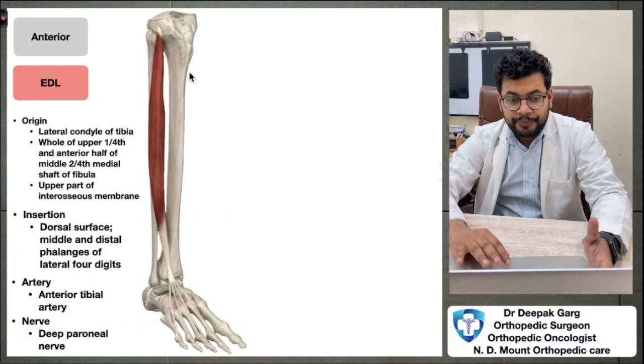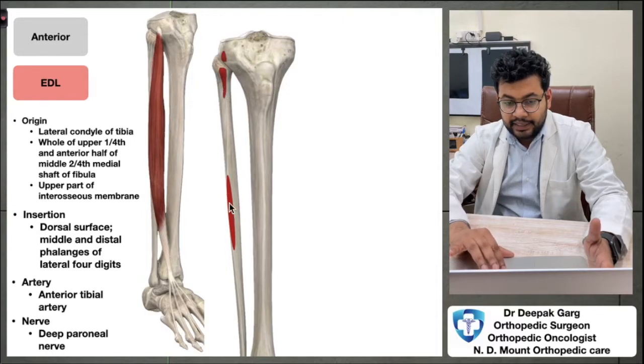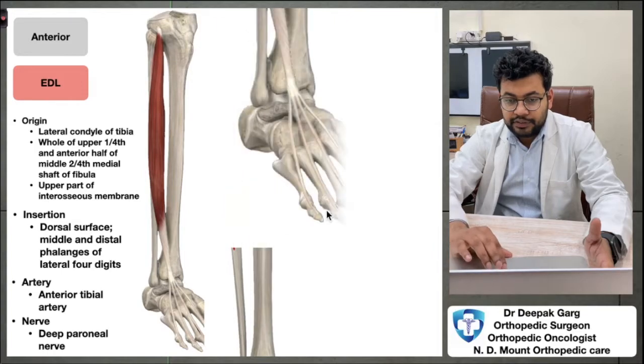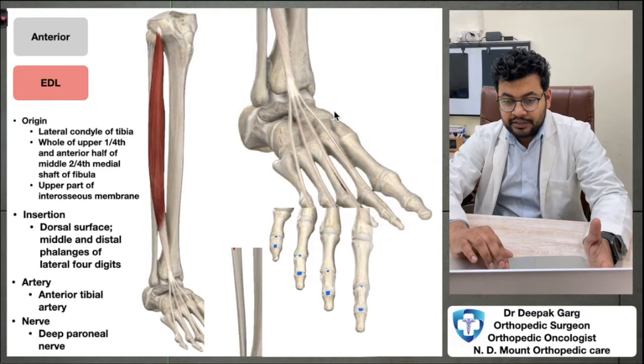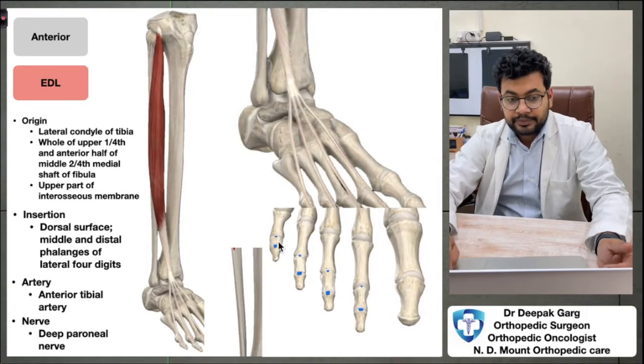So this is the extensor digitorum longus muscle, which arises from the lateral condyle of the tibia and the proximal surface of the fibula, including the head and the proximal shaft, and the anterior half of the medial surface of the middle two-fourths of the fibula. Then this muscle will travel anteriorly, and at the level of the foot it will divide into four tendons, and then these tendons will go and insert at the base of the proximal and the middle phalanx.